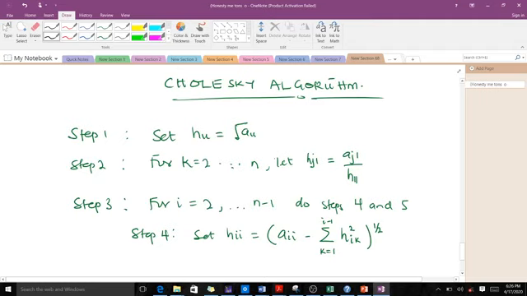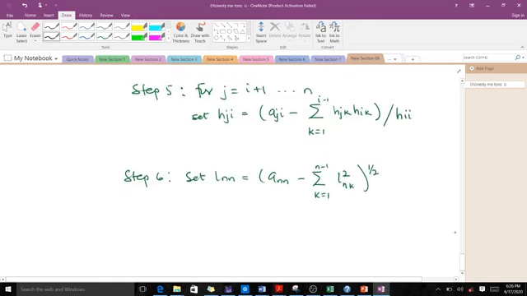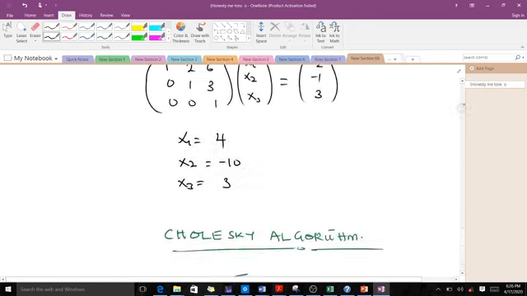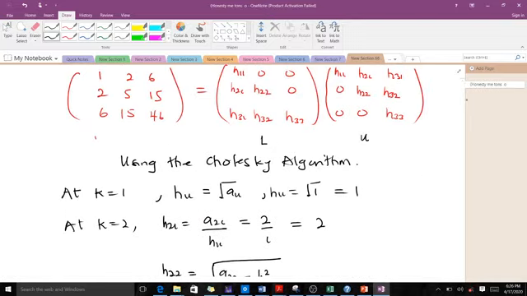I think this should be k. So this is the algorithm. Let's come back to our question. At k equals 1, using the algorithm, h11 will be equal to the root of a11. Later on, make sure you go through the algorithm. It is very simple, it's just an iterative method.